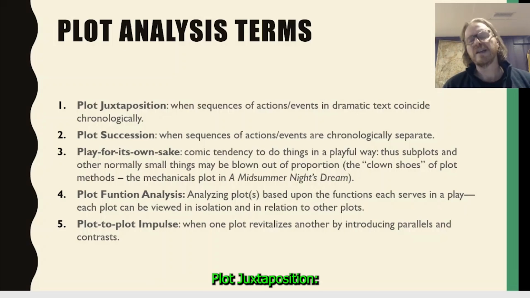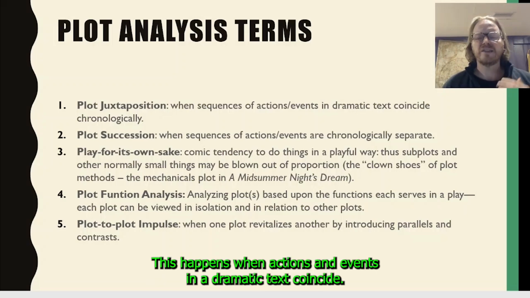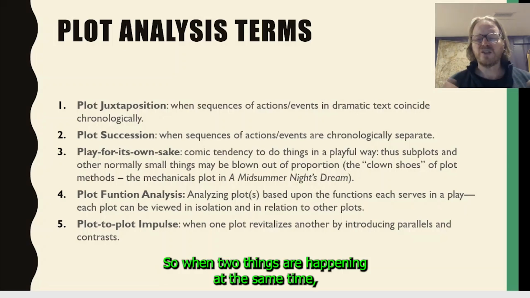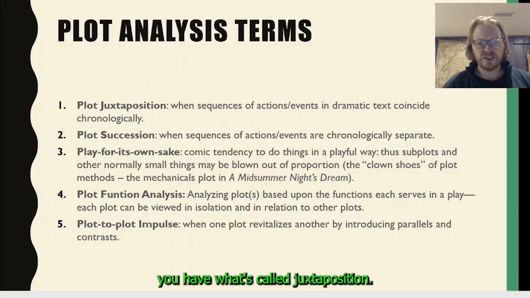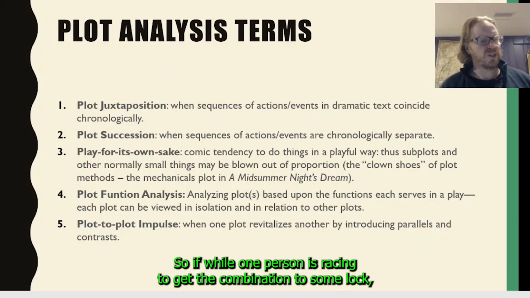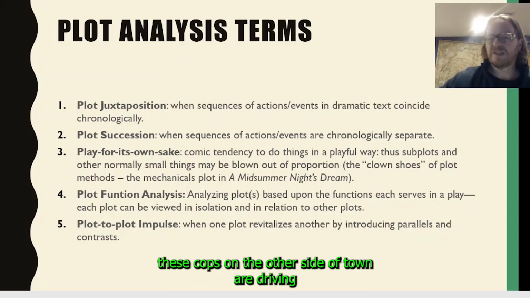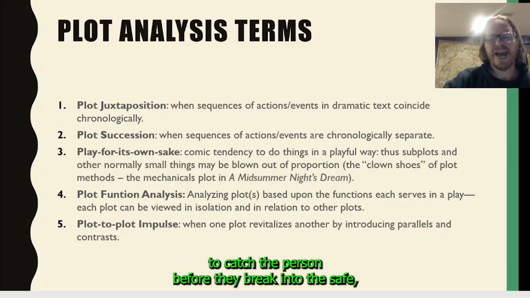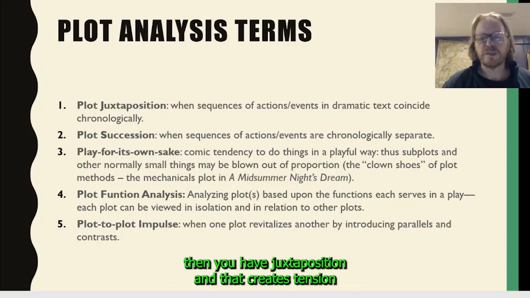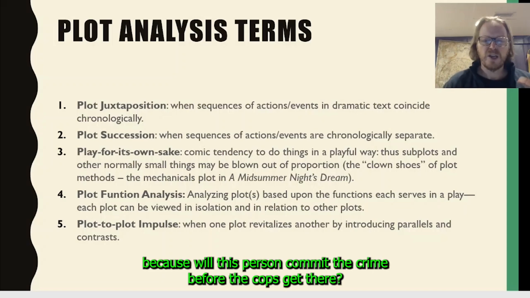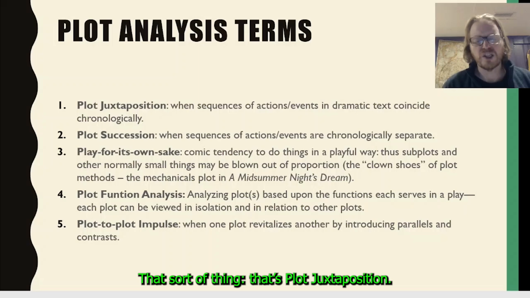Plot juxtaposition. This happens when actions and events in a dramatic text coincide. So when two things are happening at the same time, you have what's called juxtaposition. So if while one person is racing to get the combination to some lock, these cops on the other side of town are driving to catch the person before they break into the safe, then you have juxtaposition, and that creates tension. Because will this person commit the crime before the cops get there? That sort of thing. That's juxtaposition.